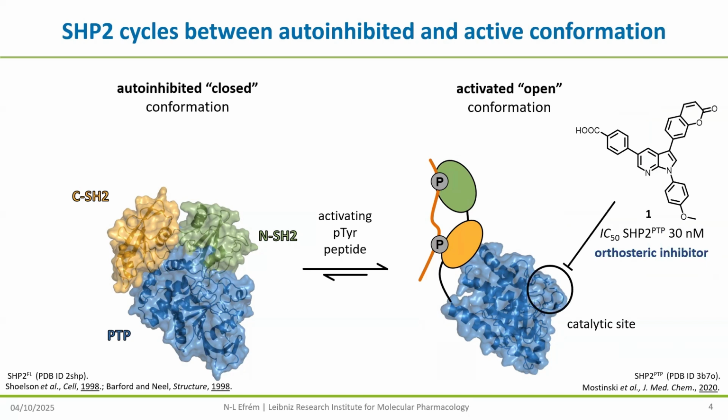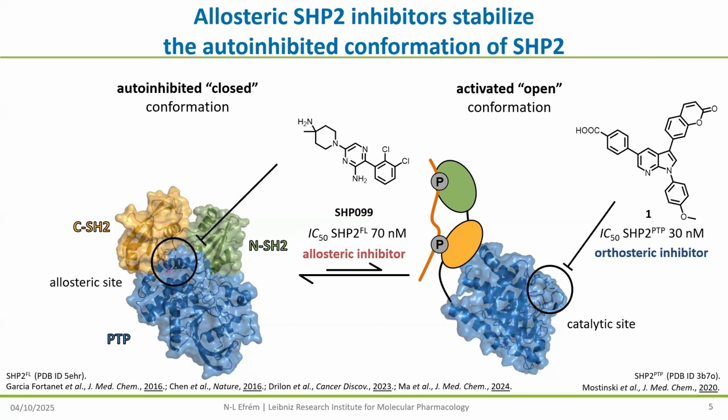Our lab at the Leibniz Institute had a long-standing interest in the development of orthosteric active site binding SHP2 inhibitors. But a real breakthrough in the development of SHP2 inhibitors with drug-like properties was only achieved in 2016 when Novartis published this compound, SHP-099, the first allosteric SHP2 inhibitor. How this compound works is it binds to an allosteric binding pocket and makes contacts to both the regulatory domains and the catalytic domain. And by this, it stabilizes this auto-inhibited closed conformation.